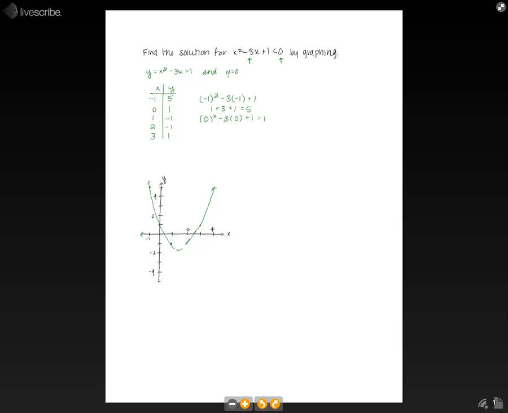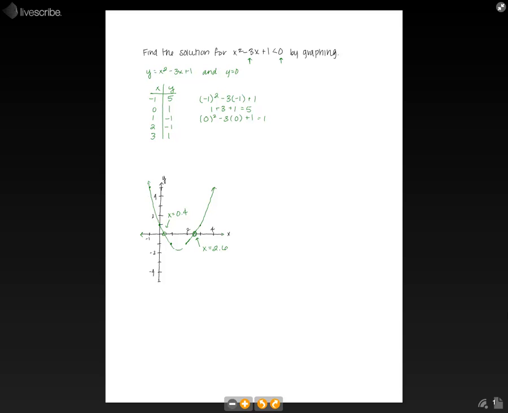Now we need to find the values of x at these two intersection points, because that's where the lines y equals x squared minus 3x plus 1 and y equals 0 intersect. This one is approximately at x equals 0.4, and this one is between 2 and 3, so it's at approximately x equals 2.6, let's say.